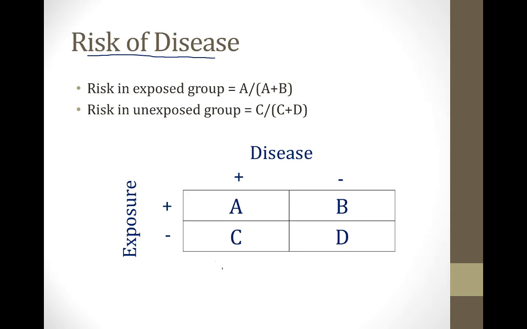One very simple thing to calculate from a 2 by 2 table is the risk of disease in one group or another. Let's suppose we wanted to know the risk of disease in the exposed group. We've got the disease up here, and let's say that this is lung cancer, so I'm just going to write LC. And let's suppose the exposure over here is smoking, so I'll just write SM.